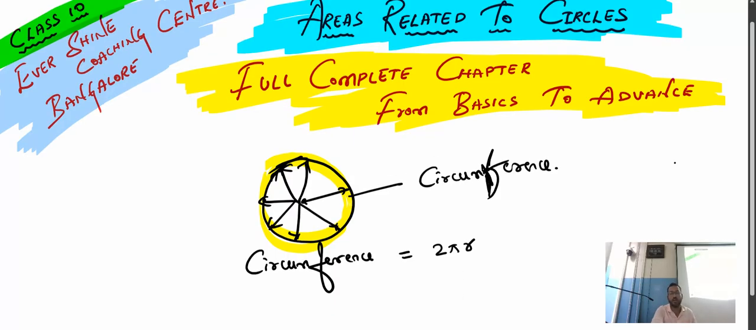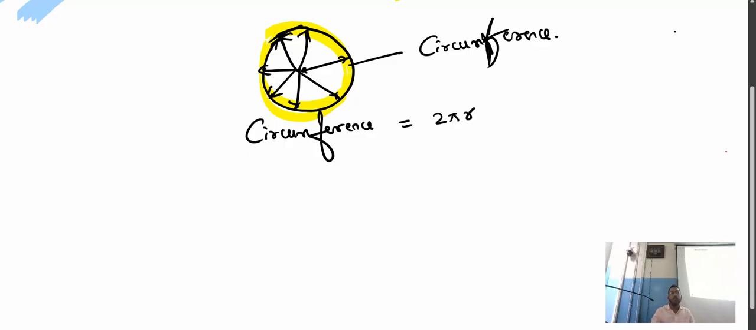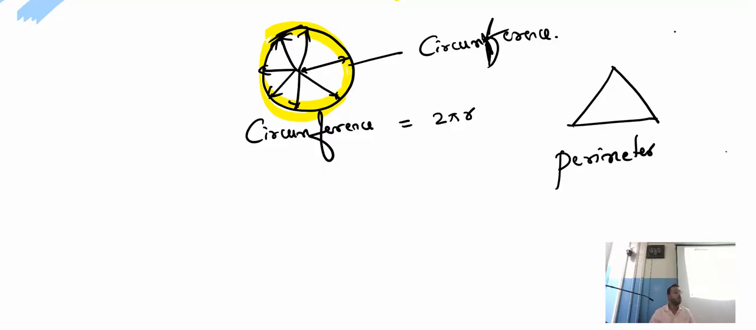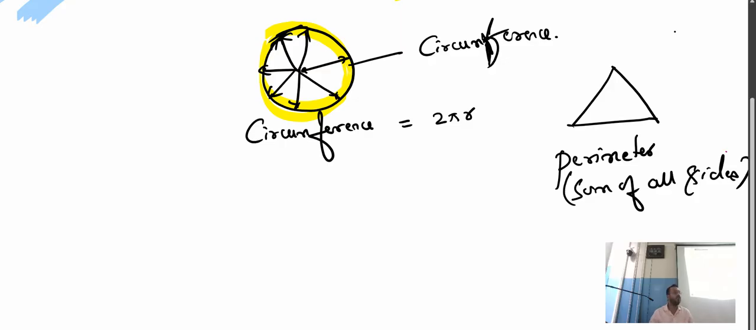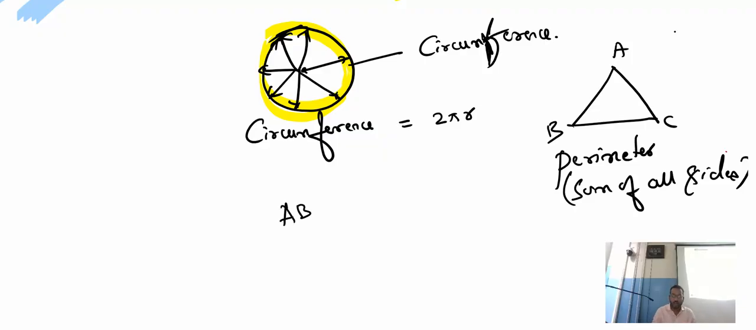Now, one most important thing, children. Let me take a triangle. Have you heard the word perimeter? What is the meaning of perimeter? Perimeter means the sum of all the sides. If you add all the sides, that is called the perimeter. Let me say ABC is a triangle. If anyone asks you to find the perimeter of a triangle, you should add all three sides, AB plus BC plus CA.